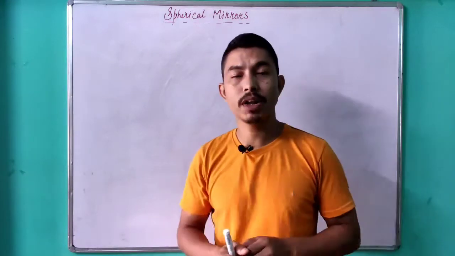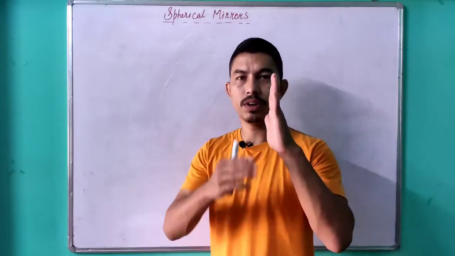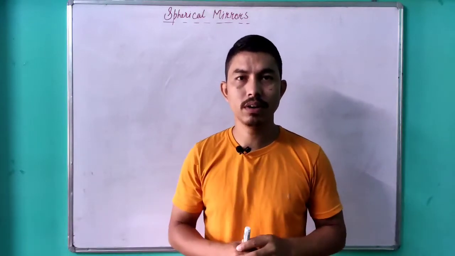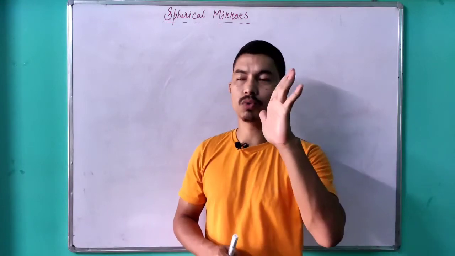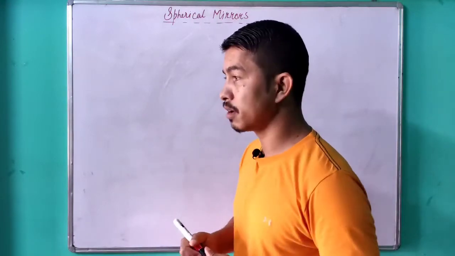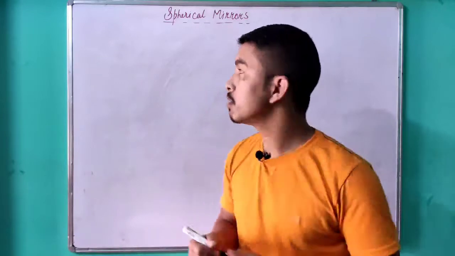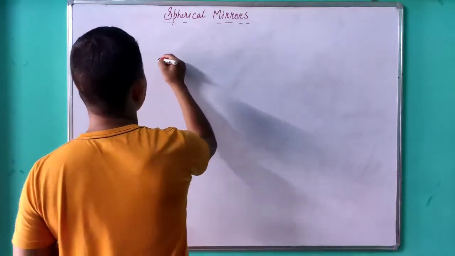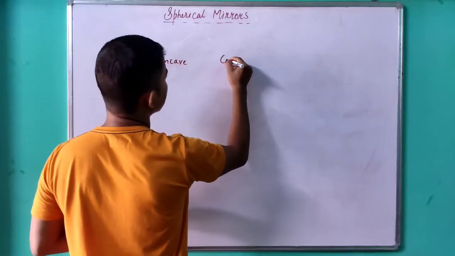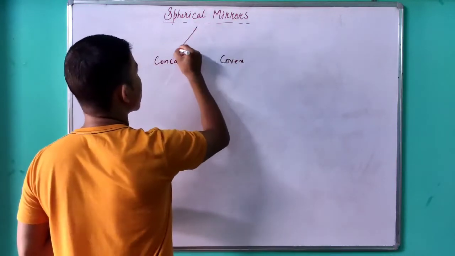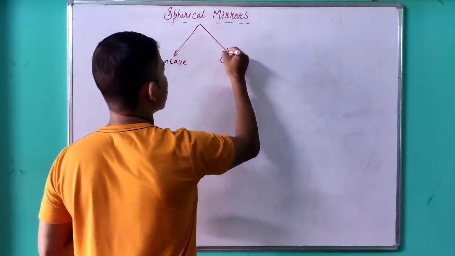We already know a plane mirror is the one which is straight. A smooth reflecting surface is known as a plane mirror. But if that smooth mirror is curved inward or outward, then it forms a spherical mirror. So the spherical mirrors are of two kinds, the concave and the convex.